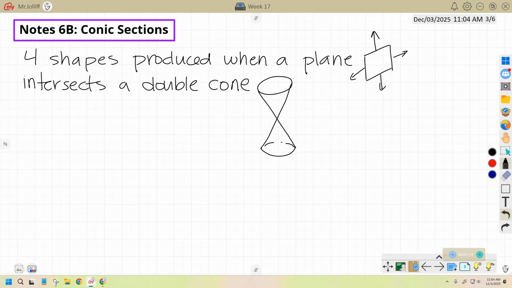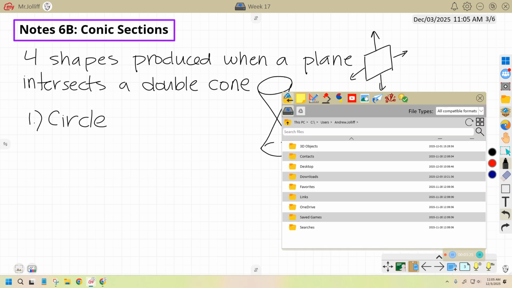And there's only four possible options when we take our plane and we put it through the cone. So we're going to look at all four possible shapes, and then we're going to look at their properties. Yeah? And I'm going to start with the one that we saw way back towards the beginning of this semester, which is a circle. We can have circles.